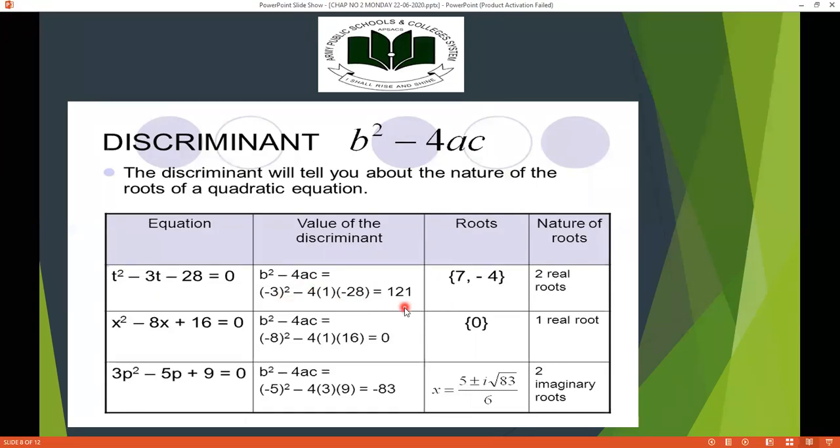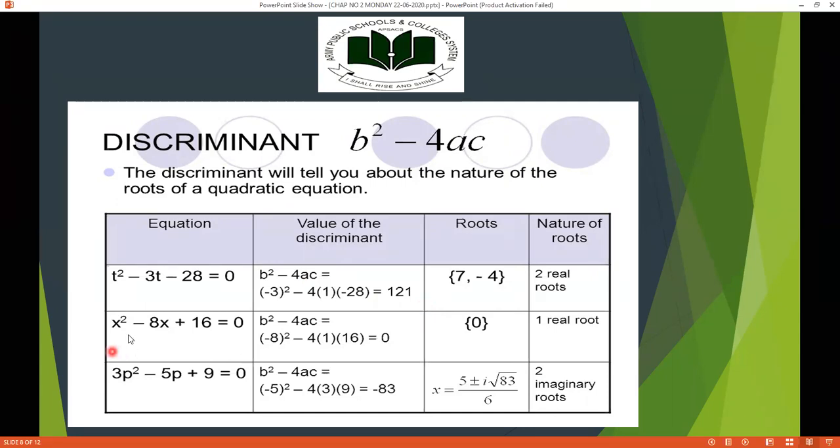So the answer is greater than 0. Now you can say that b square minus 4ac is greater than 0. It means we are having two real roots, because the answer is coming greater than 0. I'll tell you in the question how you'll find these two roots. It will be easy there, but over here just check the answer. We are having greater than 0. 121 is greater than 0, so this is two real roots.